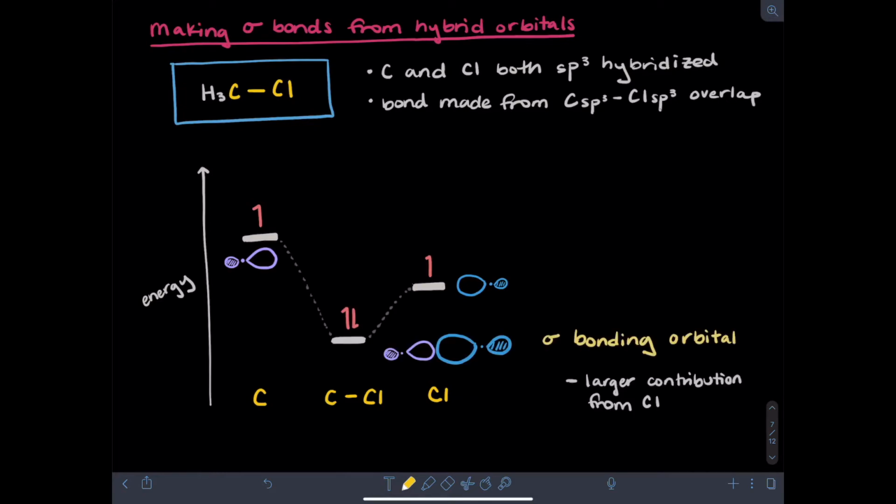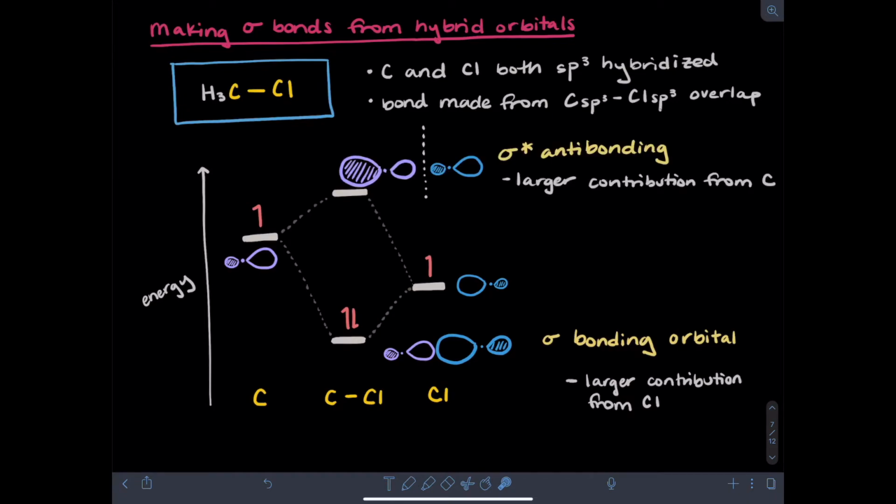When I bring these orbitals together constructively, I get out my sigma bonding molecular orbital. I'm bringing together the larger lobes of each hybrid orbital, and because my molecular orbital is closer in energy to chlorine than it is to carbon, I'm making my lobes on the chlorine side of the molecule larger.